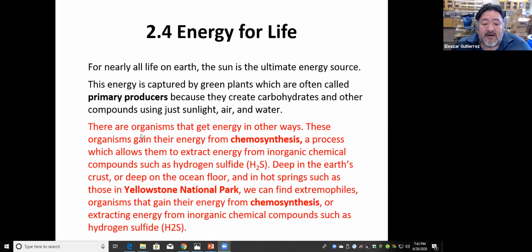But there are organisms that get energy in other ways. These organisms get their energy from chemosynthesis. This is important. You should remember this. It is a process which allows them to extract energy from inorganic chemical compounds such as hydrogen sulfide deep in the Earth's crust or deep in the ocean floor and in hot springs such as in Yellowstone National Park. We can find extremophiles. Extremophiles are bacteria that love extremes, that gain their energy from chemosynthesis, or extracting energy from inorganic chemical compounds such as hydrogen sulfide.